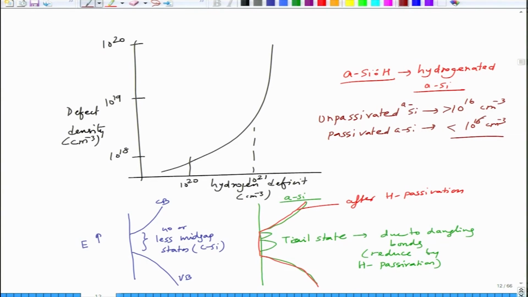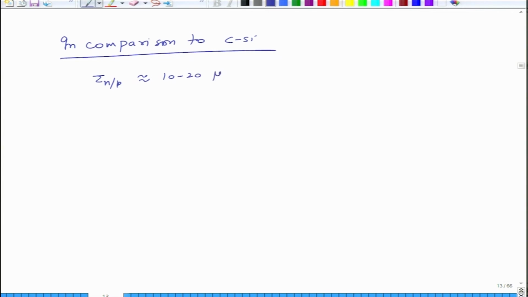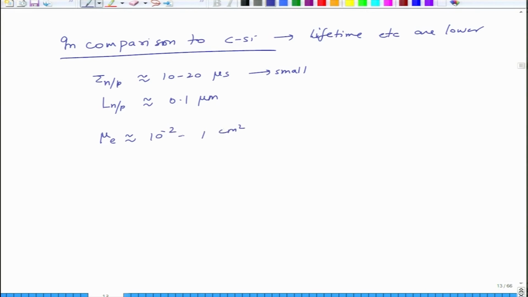However, since amorphous silicon is amorphous, in comparison to C silicon, tau n and p are roughly 10 to 20 microseconds, very small. We can say lifetimes are lower. Diffusion lengths are of the order of 0.1 micron. Mobilities are also very low. Electron mobilities are of the order of 10 to the power -2 to 1 centimeter square per volt second, and hole mobility is 10 to the power -3 to -2 centimeter square per volt second. So, these are the issues.